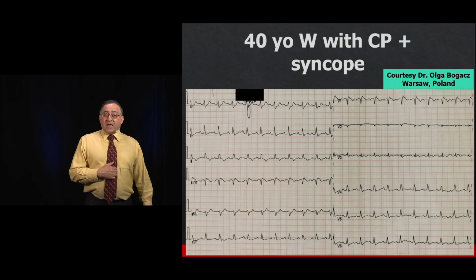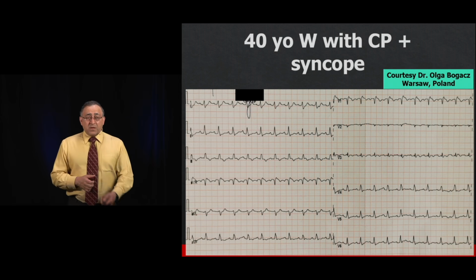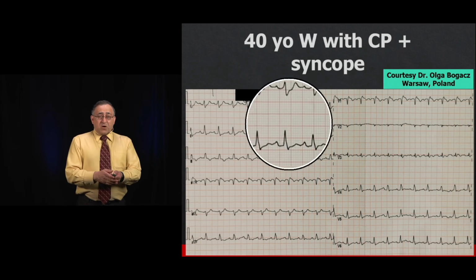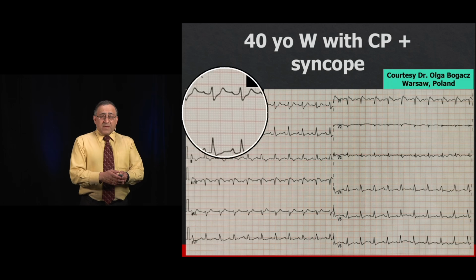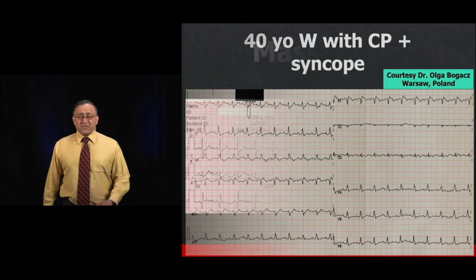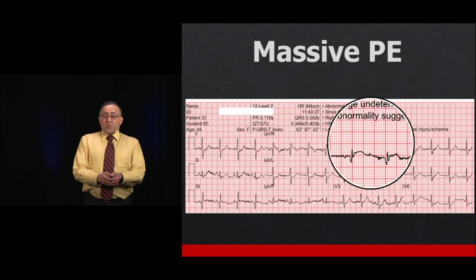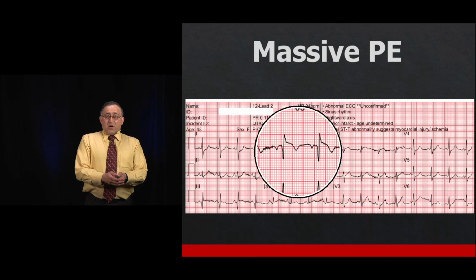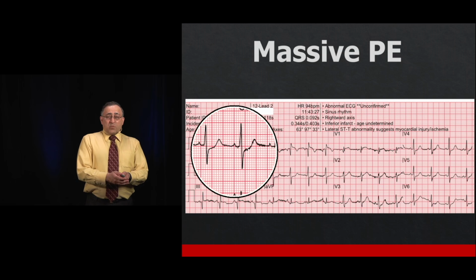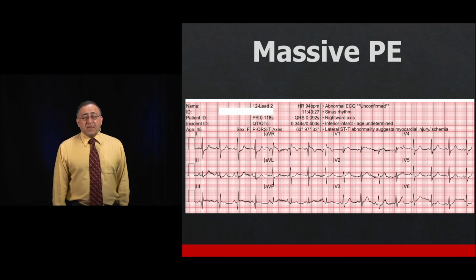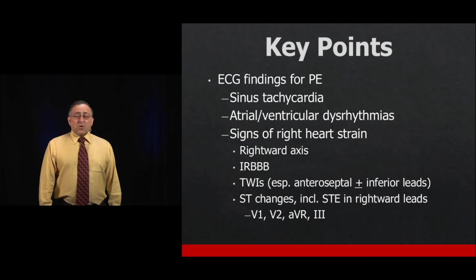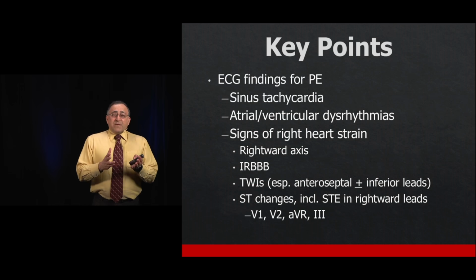Here's another one. ST elevation, V1 up there, and also in AVR with a big S wave in lead 1. That's a massive PE. Here's another one. ST elevation in V1 and in AVR with a big S wave, a rightward axis. That's a big PE. So again, very important key points.